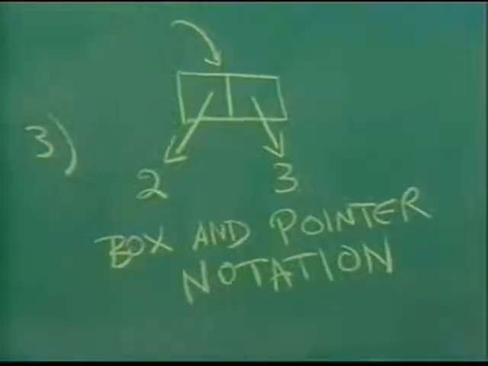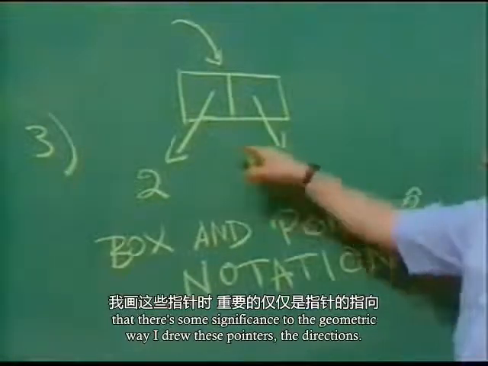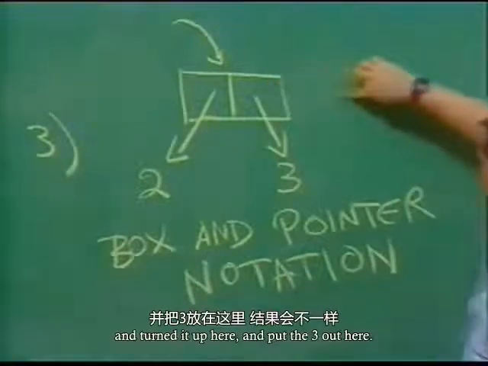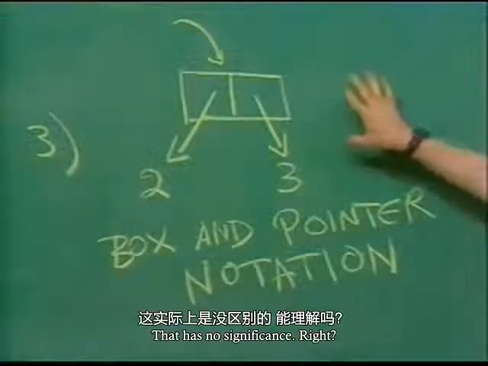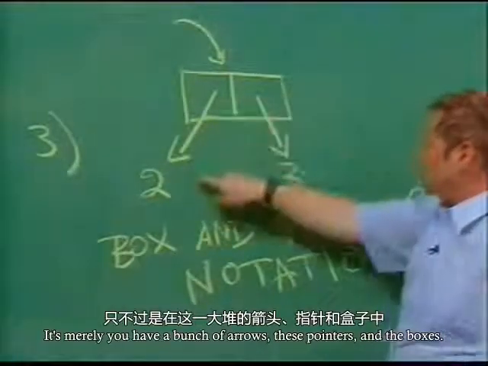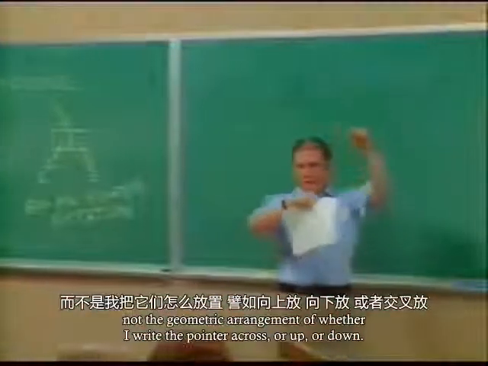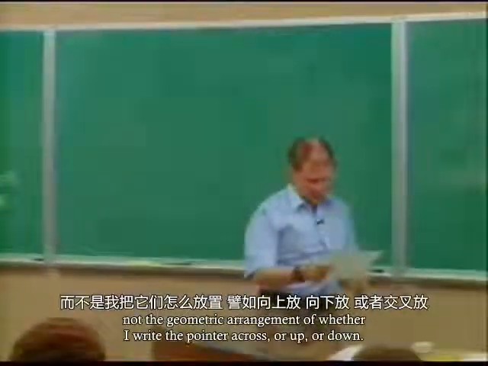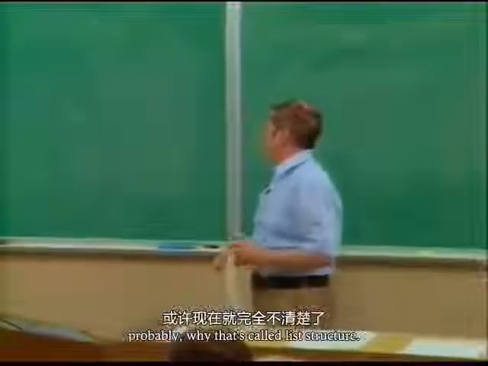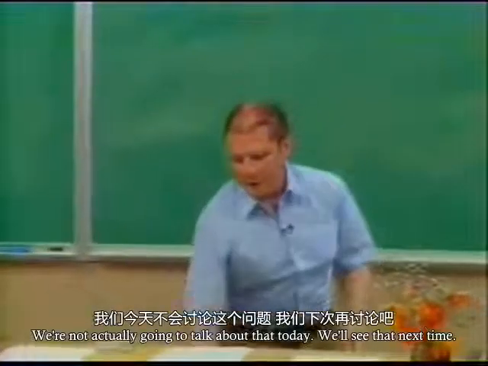By the way, a lot of people get confused that there's some significance to the geometric way I drew these pointers, the directions. Some people think it would be different if I took this pointer and turned it up here and put the 3 out here. That has no significance. You have a bunch of arrows, these pointers, and the boxes, and the only issue is how they're connected, not whether I draw the pointer across or up or down. It's probably completely unobvious why that's called list structure. We're not going to talk about that today; we'll see that next time.